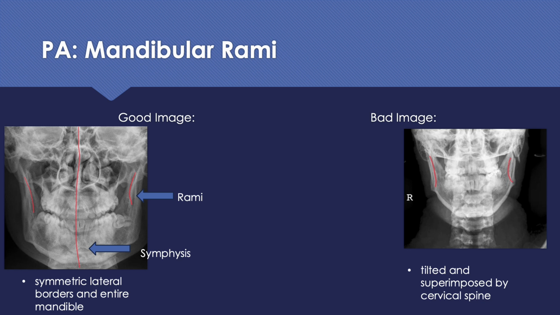Here we have images for our evaluation criteria. For our good image, we see that it is symmetric for the lateral borders and the entire mandible is shown. As for our bad image, it is tilted a little towards the right, as you can see, with a little superimposition of the cervical spine. And to correct this image, we will tilt the head back towards the left and lift the chin a little so it's out of the cervical spine.